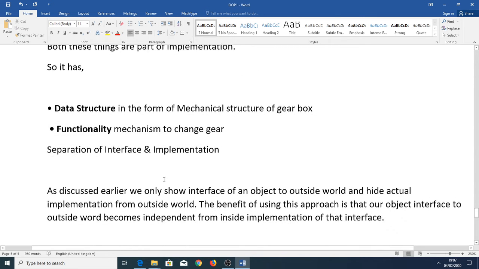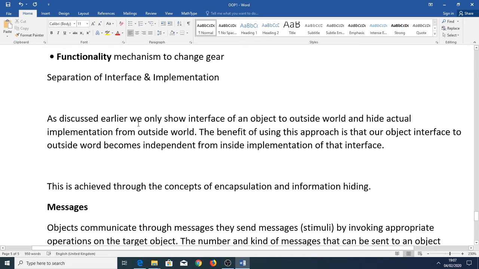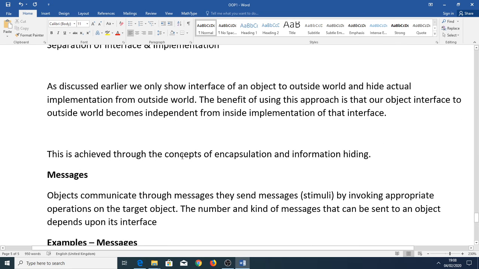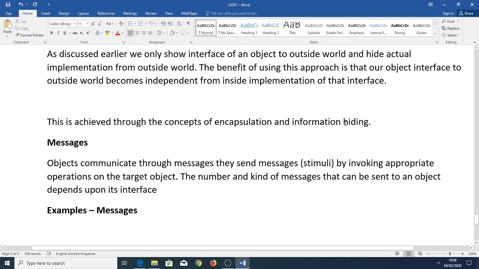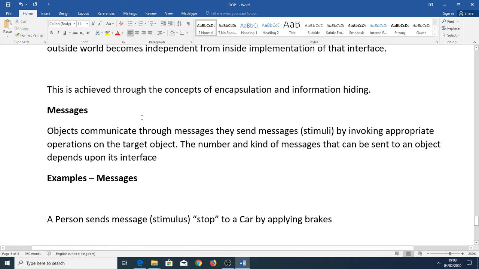Separation of interface and implementation. As discussed earlier, we only show interface of an object to outside world and hide actual implementation from outside world. The benefit of using this approach is that our object interface to outside world becomes independent from inside implementation of that interface. This is achieved through the concept of encapsulation and information hiding.